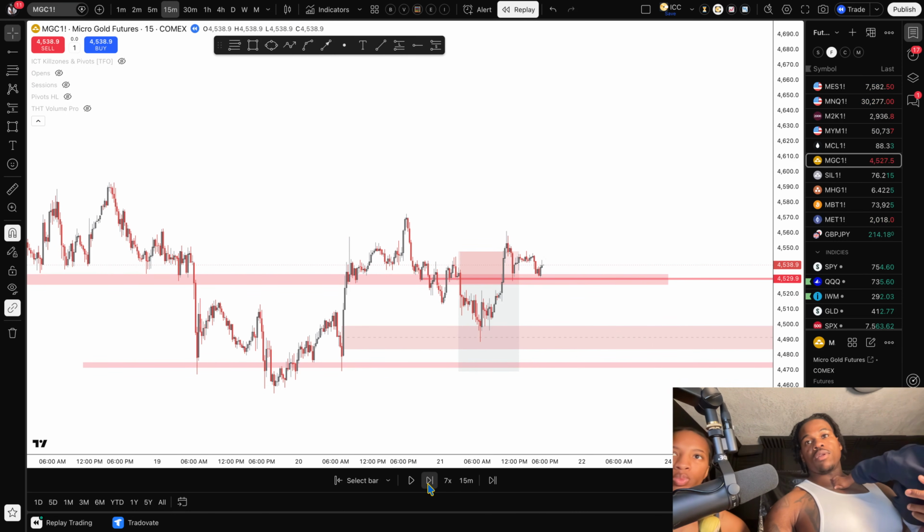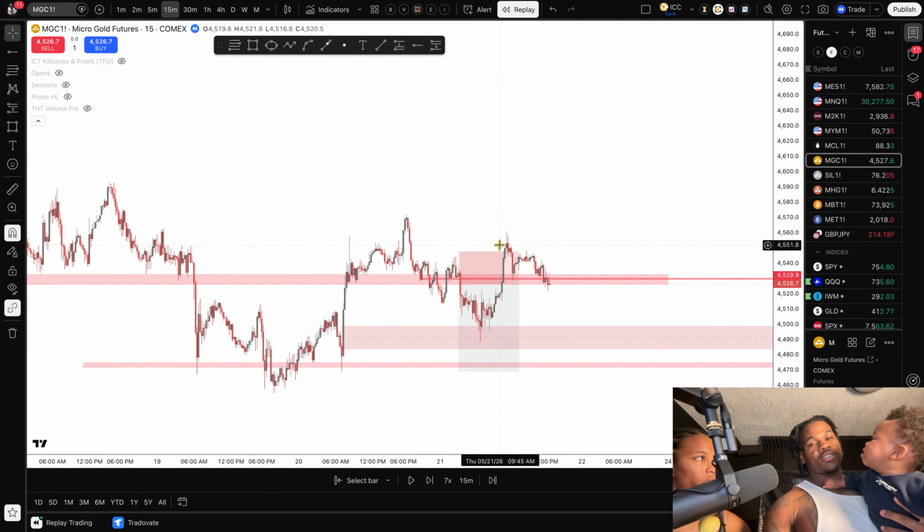So price turns back bullish. You just would have waited for it again to turn back bearish. Turn bullish, turn back bearish.